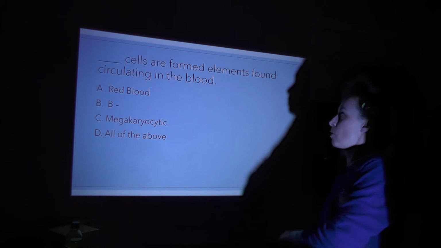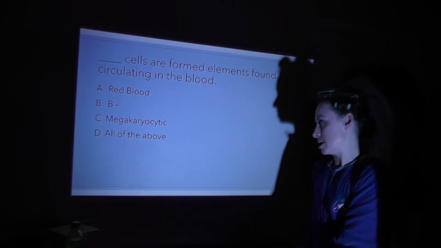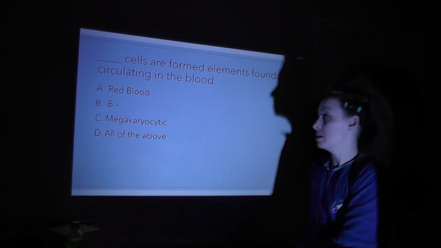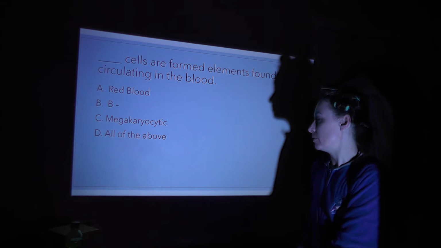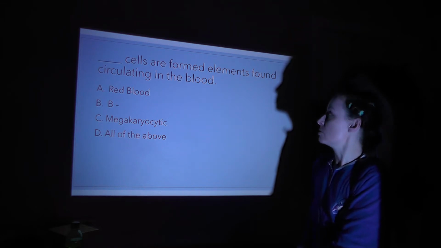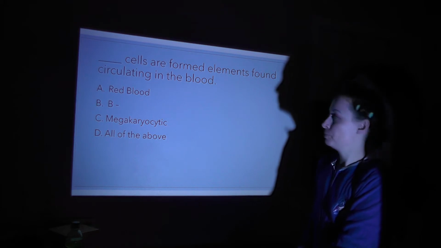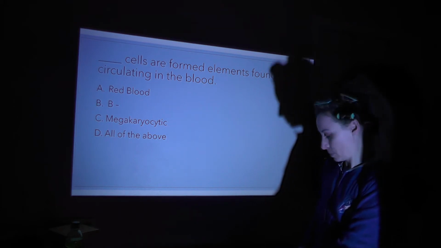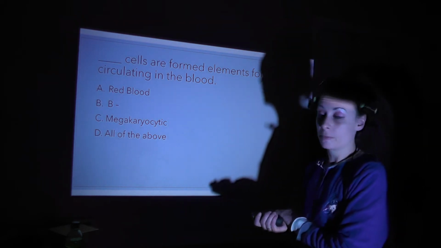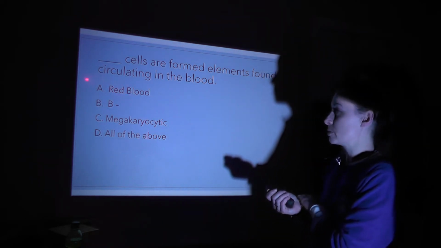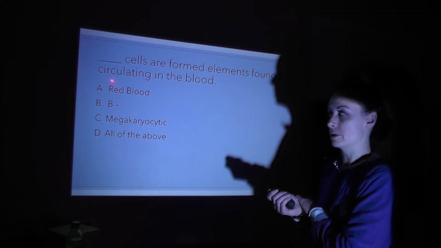Blank cells are formed elements found circulating in the blood. A, red blood. B, white blood. C, megakaryocytic, or D, all of the above. All right, well, the correct answer is not up here because the correct answer is red blood cells and white blood cells are formed elements found circulating in the blood.